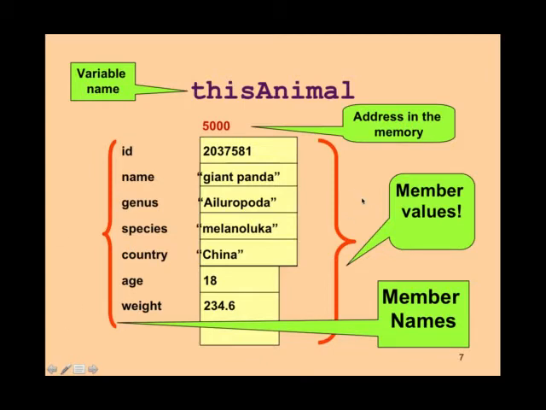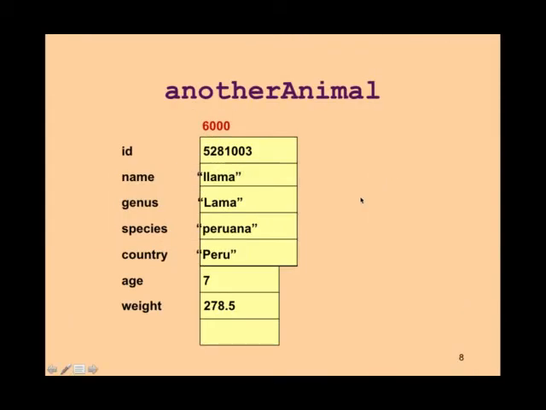We could declare another animal, and this will have the same thing. You'll have member names, member values, starting memory address. By the way, ignore this empty space. That doesn't mean that it's a member.